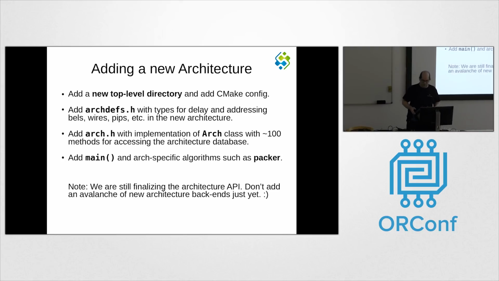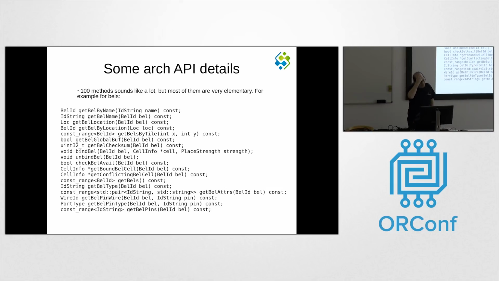If you want to implement an architecture, please do so, but do so one at a time, not an avalanche of architectures, because when we add 100 architectures at once, then it will be very hard to make these small improvements in the API.